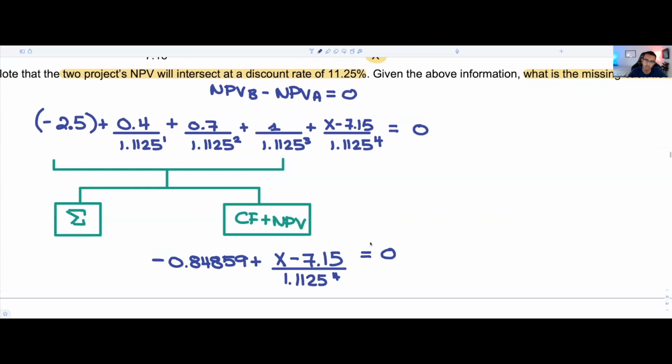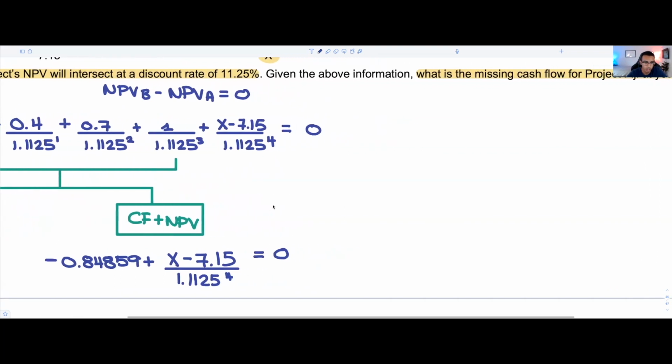Then it becomes a game of just solving for x. So I'll help you out a little bit and show you how I would go about it on an exam. You can bring this here because we don't have enough space. So then you would have x minus 7.15 over 1.1125 to the power of 4. You're going to get 1.5317, because I'm just putting in the exponent to make this easier for us.